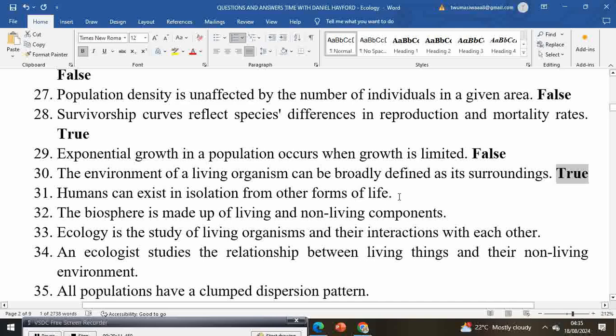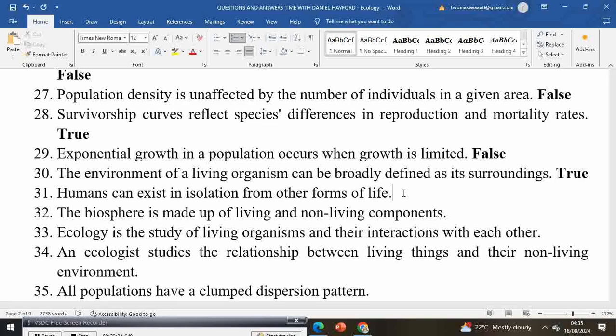They could be other human beings, or they could be non-living organisms, the light, the air, the wind, the relative humidity, the temperature, the soil, and so on and so forth.